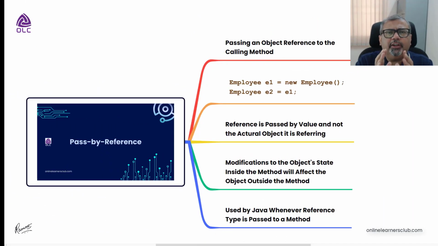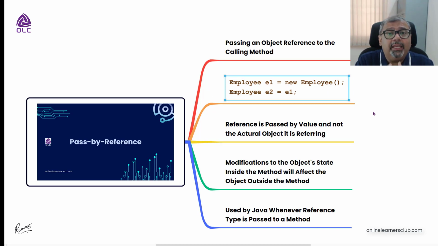There is a small difference between pass by value and pass by reference, and let us understand pass by reference here. Pass by reference is nothing but passing an object reference to the calling method. In order to understand this concept better, let us look at this particular code snippet.